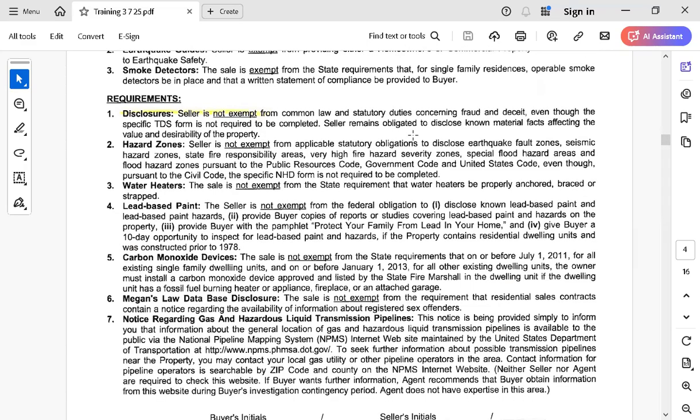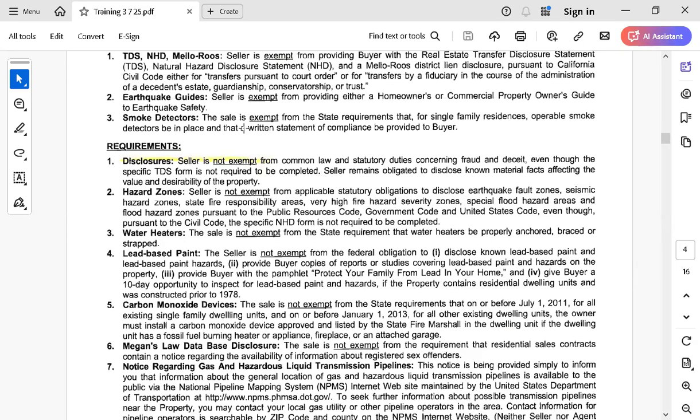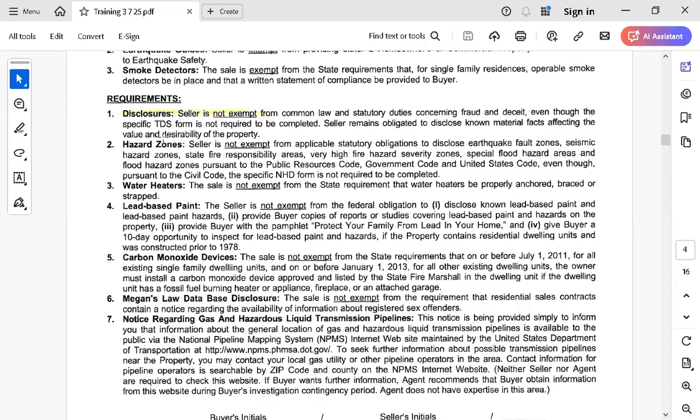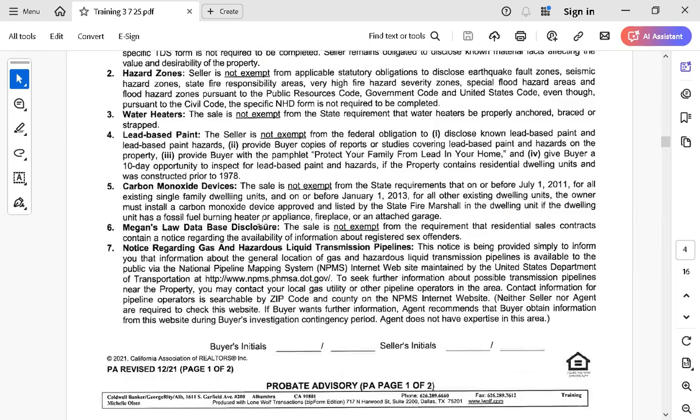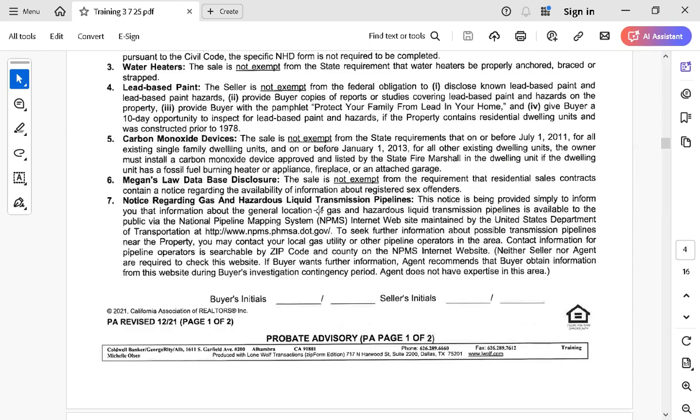So seller is not exempt from applicable statutory obligations to disclose earthquake fault line, etc. So for me, I would probably still want the NHD report, because I would want to have something telling me, from a third party, about those hazard lines and zones. There's also, in the NHD, other information about property taxes and stuff like that. So I think it's a good report to have. Even if the seller is exempt, you may want to consider getting that for your buyer, okay?